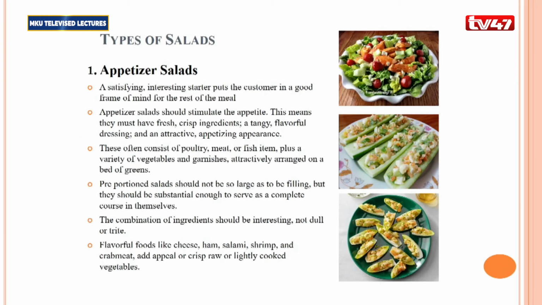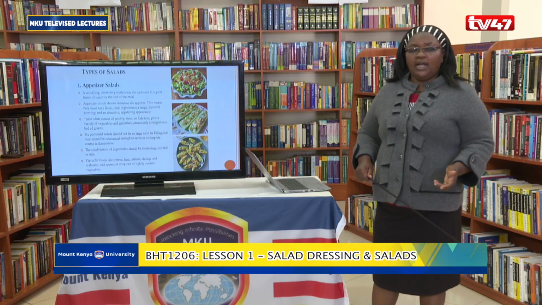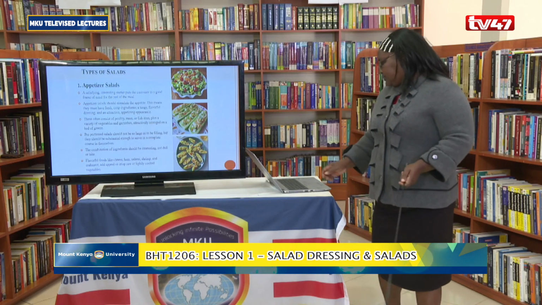It should be small quantities, but they should look attractive and also appetizing. So they should also have a combination of ingredients that are very interesting and not dull, or trite, okay? You can also use things like cheese, ham, salamis, and shrimps. Shrimp is a type of fish, crab meat, and you should also add crispy vegetables. Crispy vegetables, we have things like cereals, so you can also use them.